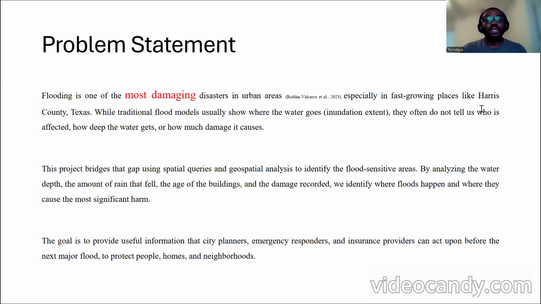The model developed here attempts to bridge the gap using spatial queries and geospatial analysis to identify the flood-sensitive areas of Harris County. By analyzing water depth, the amount of rainfall that fell, the age of buildings, and the damage recorded, we can identify where floods happen and where they cause the most significant harm. Basically, the goal is to provide useful information that city planners, emergency responders, and insurance providers can act upon even before the next major flood. Hence, be able to protect people, protect homes, and safeguard neighborhoods.